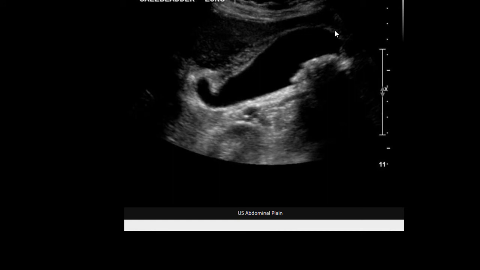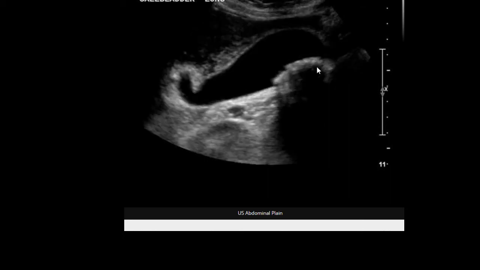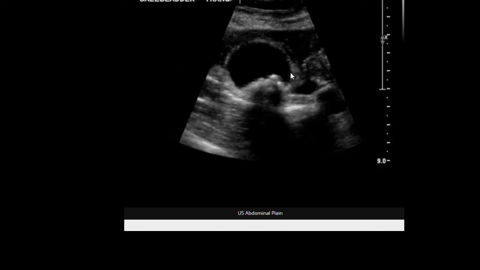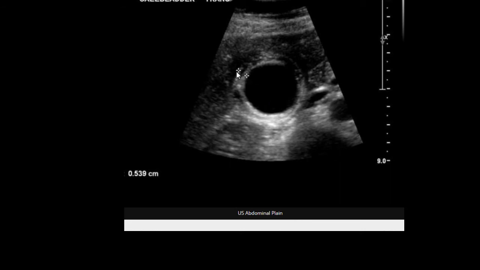Looking now at the gallbladder, we can see some shadowing material lying independently within the fundal portion of the gallbladder. Again, we see this shadowing material. We have some thickening of the gallbladder wall, measuring approximately 5 millimeters. Normal is less than 3 millimeters.